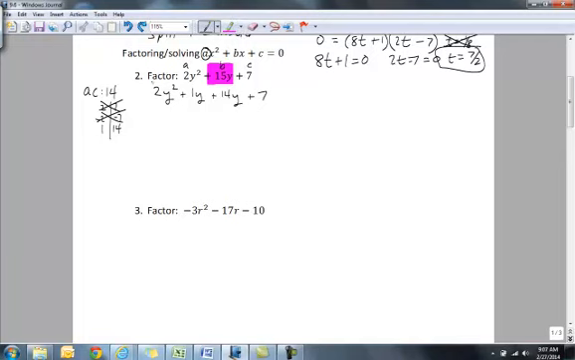Okay, once we've split the middle, we're going to group the first two terms. We're going to group the second two terms. And we're going to factor out the GCF from each of them. So in the first one, the only thing in common is a y. They both have a y. I mean, the first term has an extra, but they both have a y. So the y comes out. Here's what's left over. 2y plus 1.